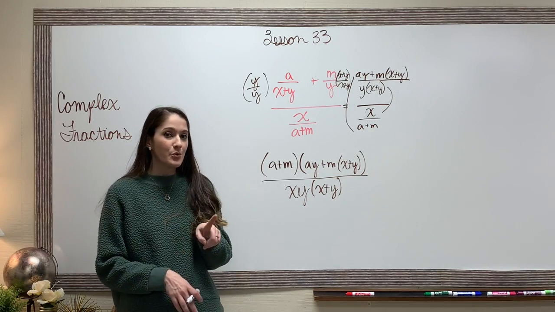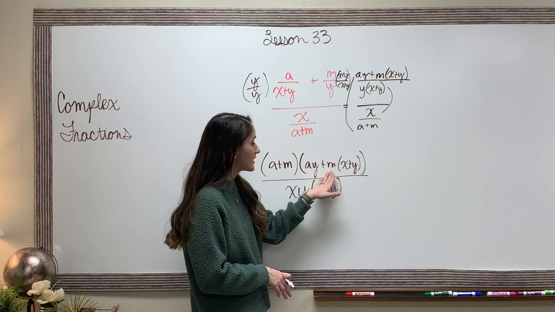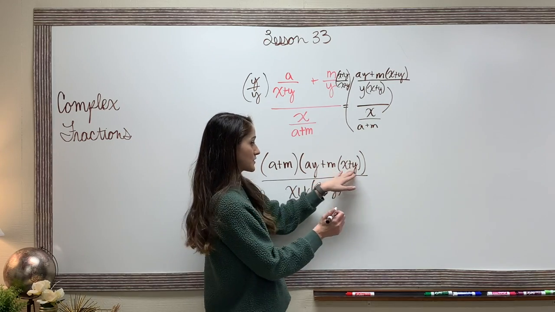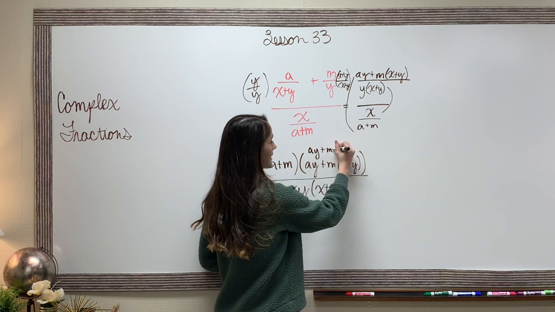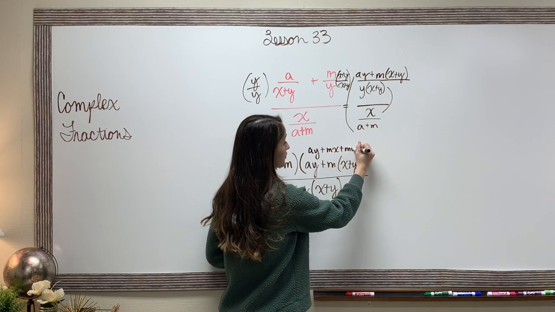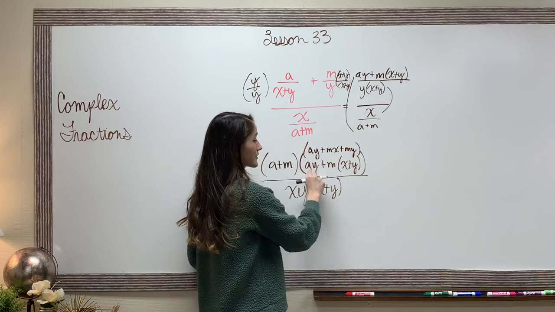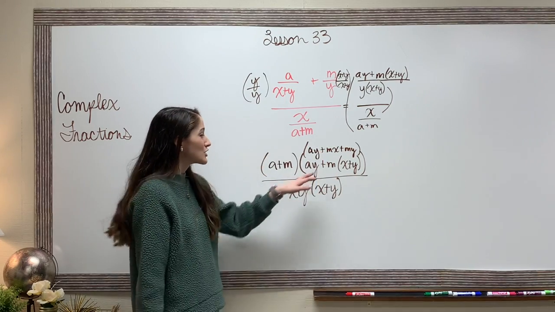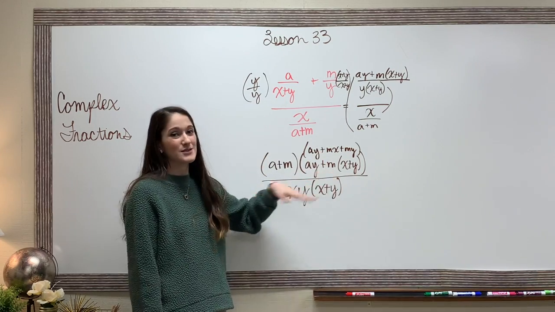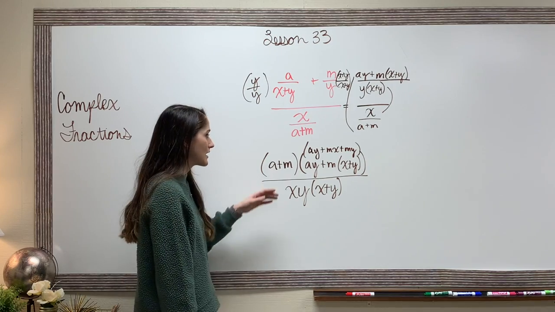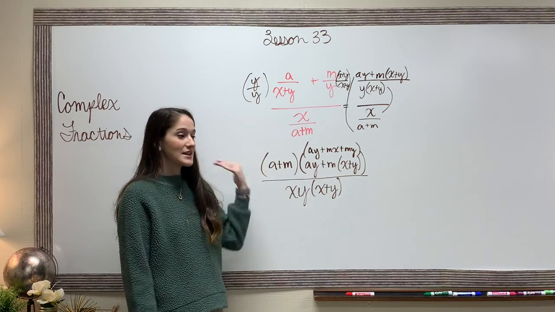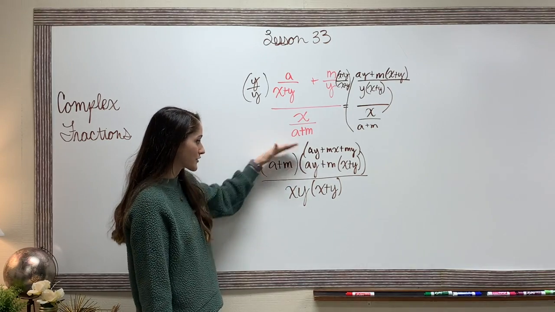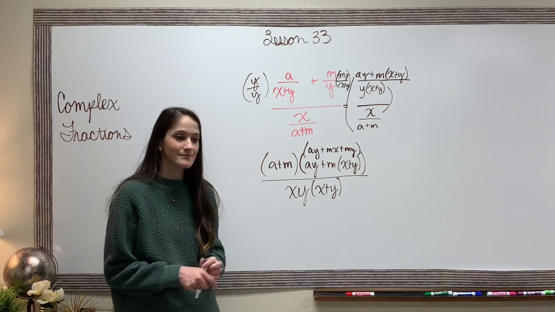One last thing that I want to point out, your book actually would distribute this m to the x plus y, so it would be ay plus mx plus my. Either one of these is correct. You don't have to distribute this out because there are no like terms to be added. But either one of these is acceptable, but you do still have to have this a plus m in its own set of parentheses, but either one of these would be the correct answer.